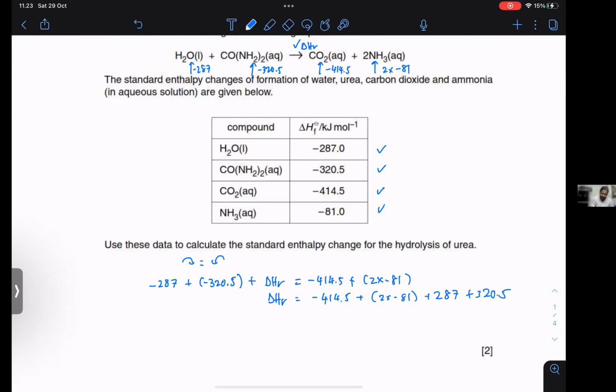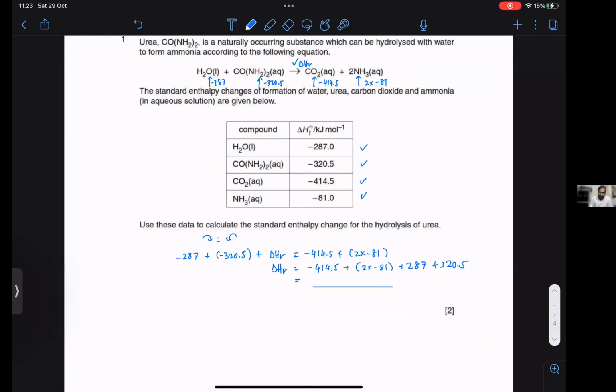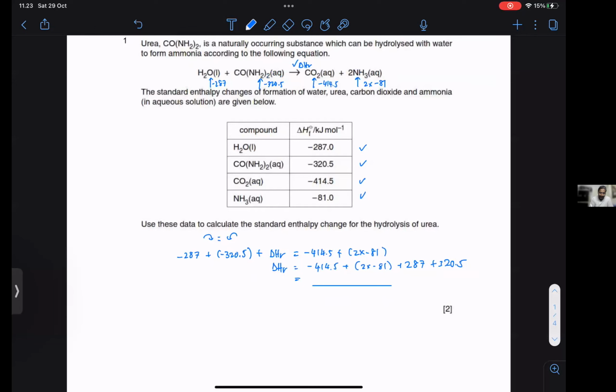This is how you can show my method, but there is no need to make it so obvious that you're using a separate method. Once you get the answer in kilojoule per mole, make sure you put it positive or negative. Is it 2 marks? For 2 marks, you need to make sure that you have the plus or minus and then the correct value. Once you get that, the 2 marks are yours. This is a simple calculation, question number 1.